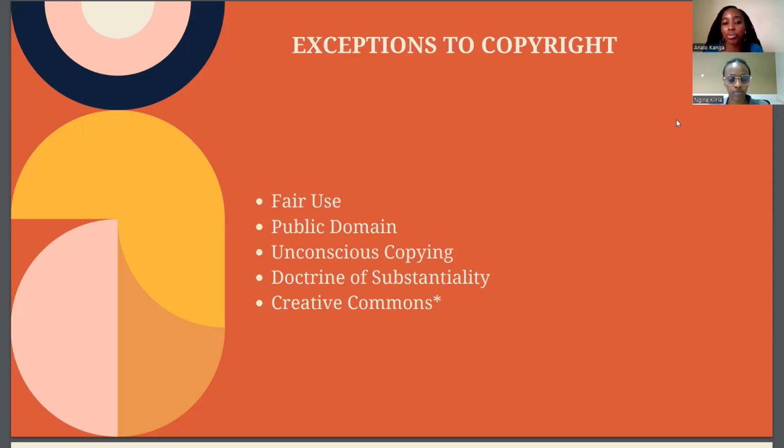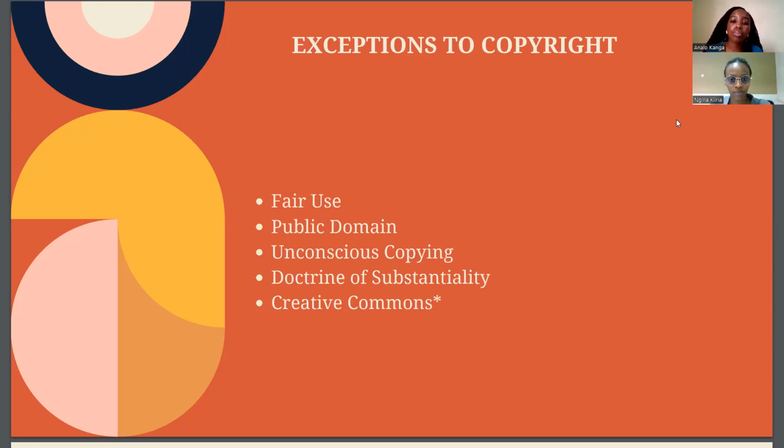They are very hard to prove. So I'm not giving you ammunition, I'm just giving you understanding. So unconscious copying also means innocent copying. You're using or creating somebody's work without the knowledge that that work already exists in the world. Very hard to prove. You have the doctrine of substantiality.